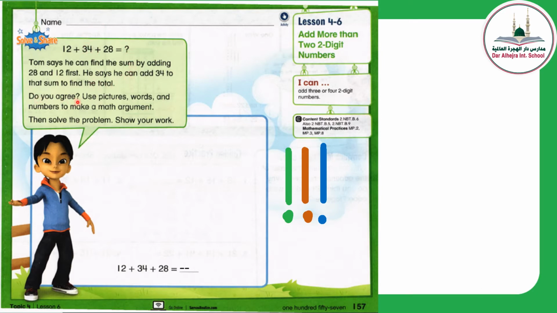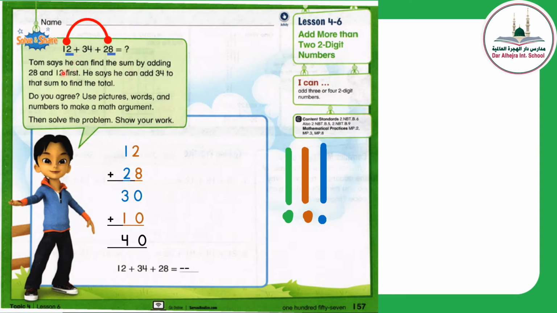Do you agree? Use pictures, words and numbers to make a math argument. That means you have to show how he can do that. You can use the pictures, you can use the words or the numbers. Then solve the problem and show your work. Let's see how we can do that.